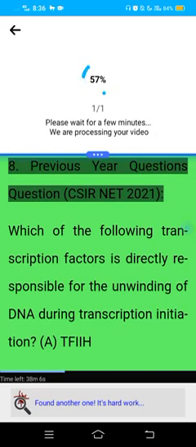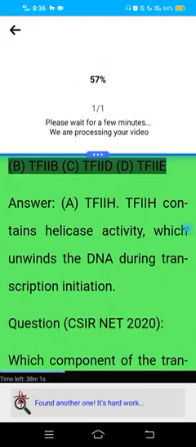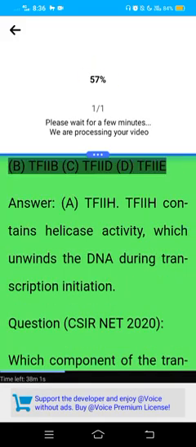8. Previous year questions. Question. CSIR NET 2021. Which of the following transcription factors is directly responsible for the unwinding of DNA during transcription initiation? A. TFIIH. B. TFIIB. C. TFIID. D. TFIIA. Answer.